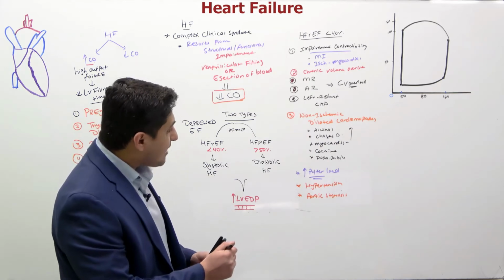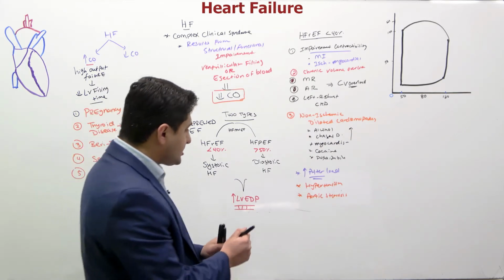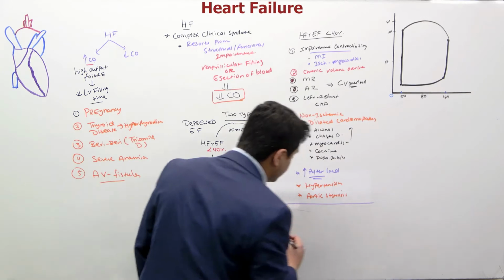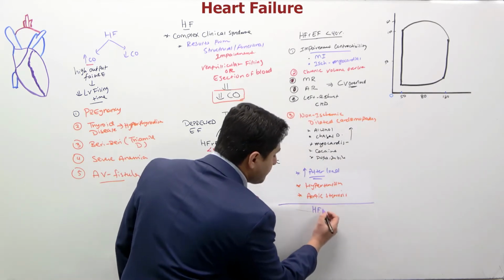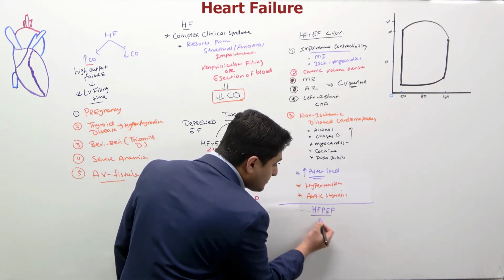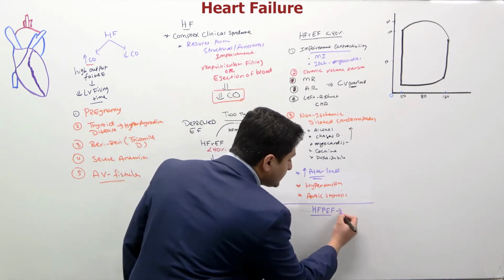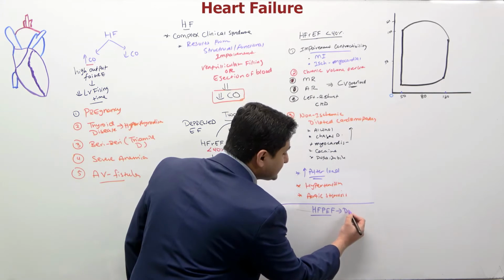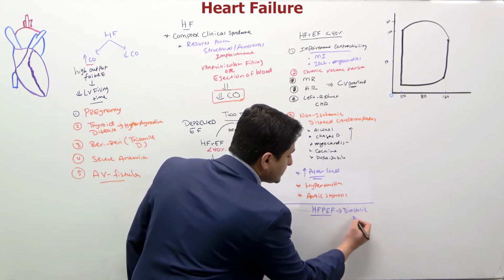Now, after this, I also have to talk about the conditions that can result in, now we're going to write down HFpEF, right? And what is it? This is heart failure with preserved ejection fraction, or we're talking about the diastolic. This is diastolic dysfunction, right?